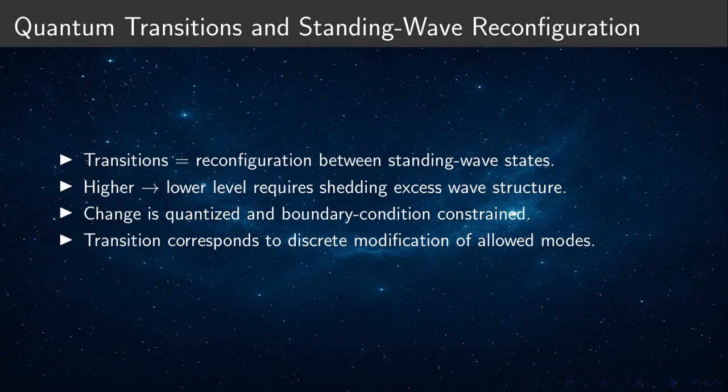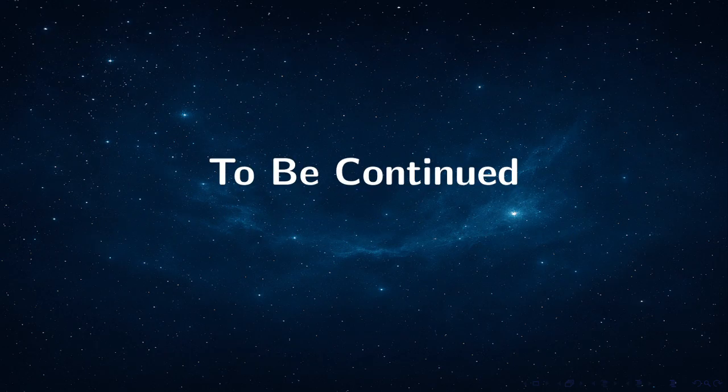Quantum transitions and photon emergence from standing wave reconfiguration. From the wave-based perspective, a quantum transition between atomic shells can be understood as a reconfiguration between two distinct standing wave states of the electron. When the electron transitions from a higher energy level to a lower one, the system must shed the excess wave structure required to satisfy the boundary condition of the initial state. This change is not arbitrary, it is quantized and corresponds to a discrete modification of the allowed standing wave configuration of the electron. To be continued.